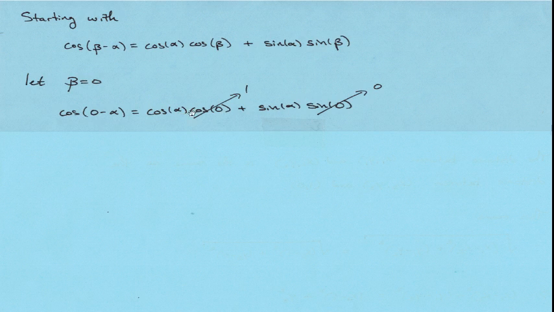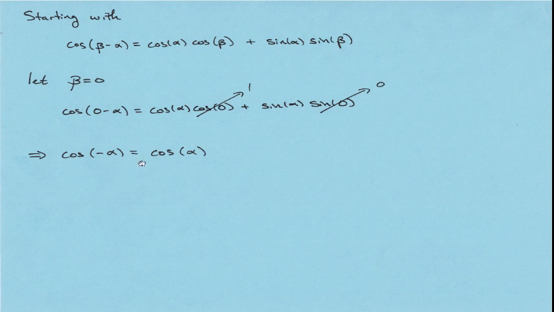But cosine of 0 is going to be 1, sine of 0 is going to be 0, which leads us to cosine of negative alpha is equal to cosine of alpha. And so we see that cosine is an even function.